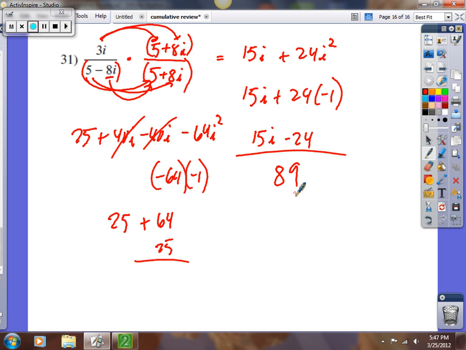Okay, and that's your answer, unless 15, 24, and 89 can all be divided by a common factor. 3 goes into 15 and 24, but 3 doesn't go into 89. So that's it. I think you're done.